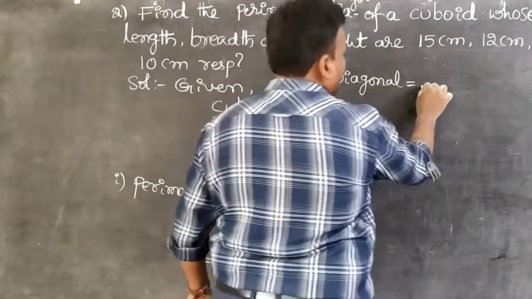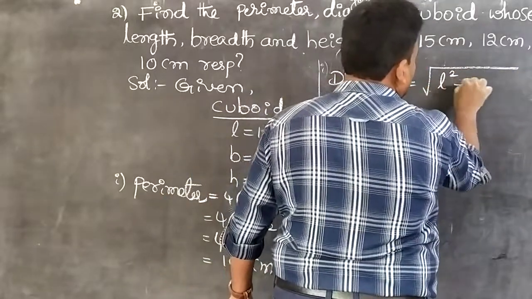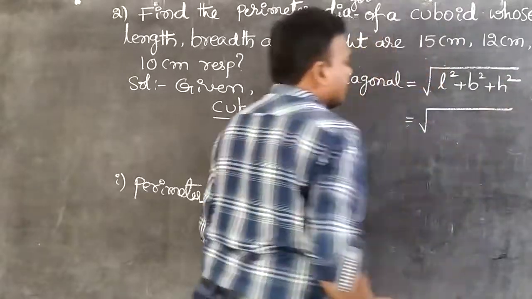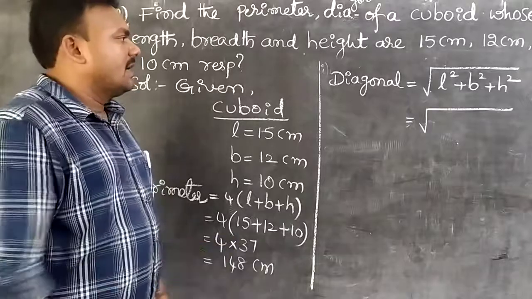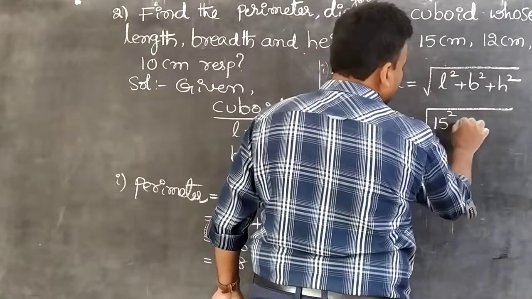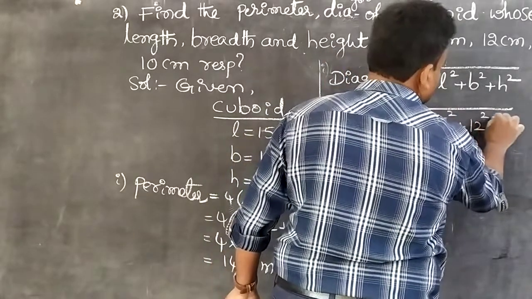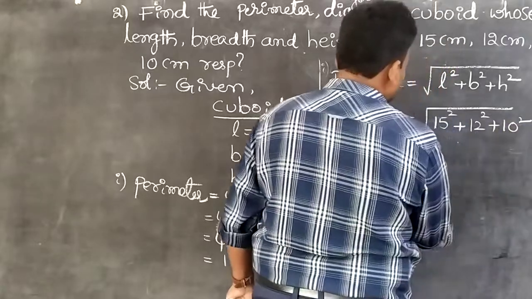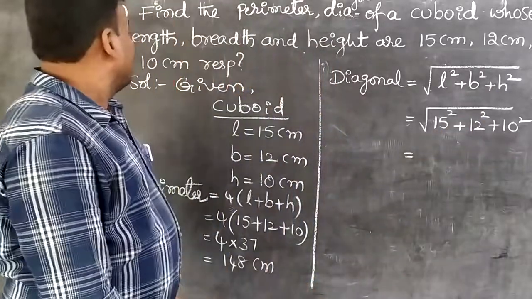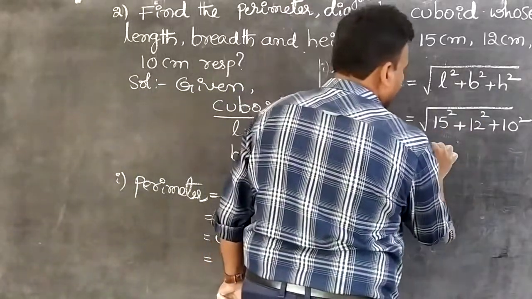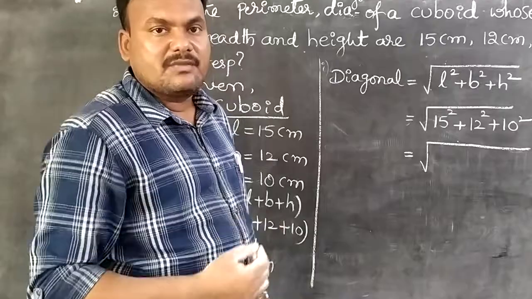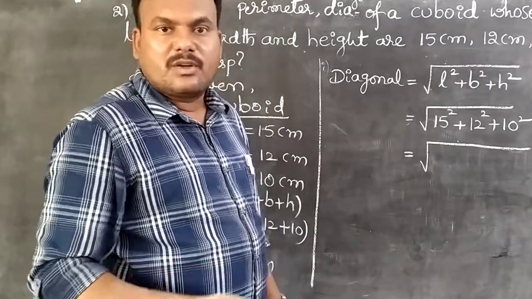Diagonal. What is the diagonal formula? Square root of L square plus B square plus H square. This is the diagonal formula of a cuboid, students. Then L value 15, that is 15 square plus 12 square plus 10 square. Observe, students, square root of. In the 6th chapter, square roots and cube roots, we already learned different types. 1 square equal to 1, 2 square equal to 4, 3 square equal to 9 and so on.